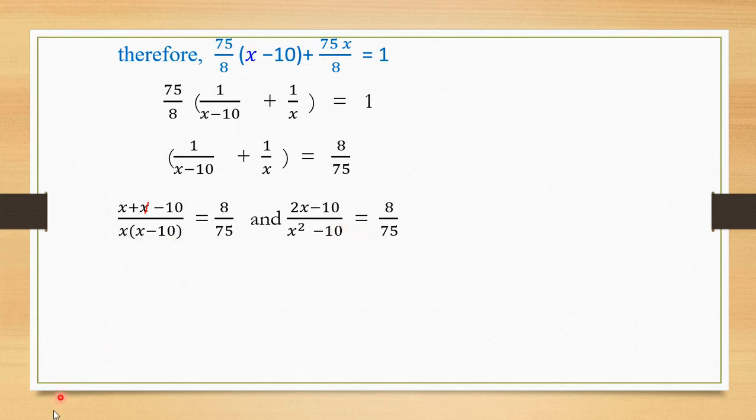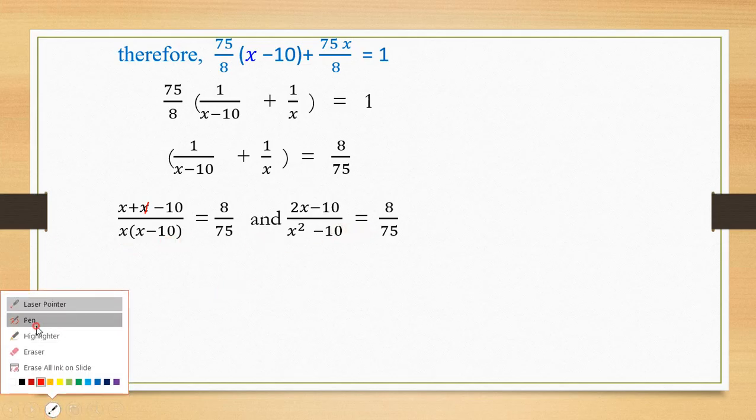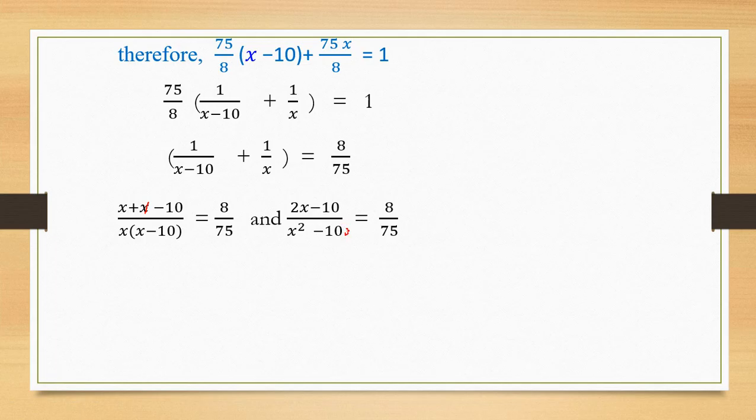x square minus 10x is also there. So by cross multiplication, 2x minus 10 multiplied by 75, and x square minus 10x multiplied by 8.